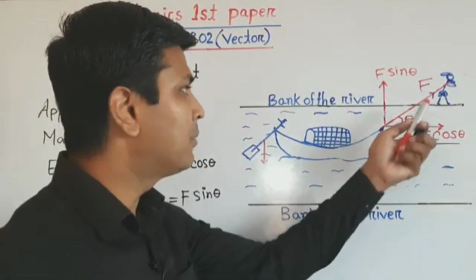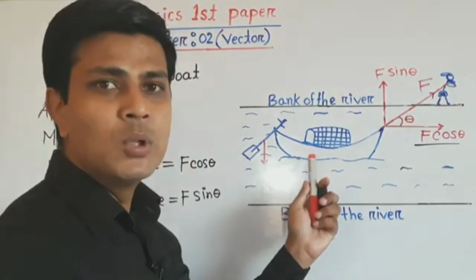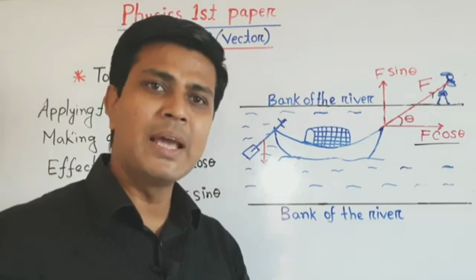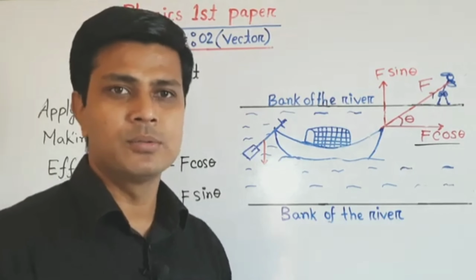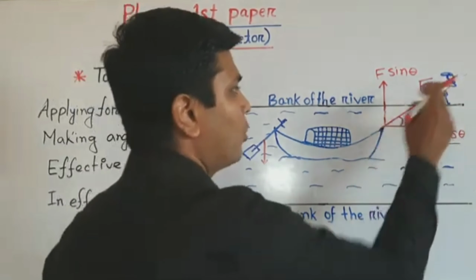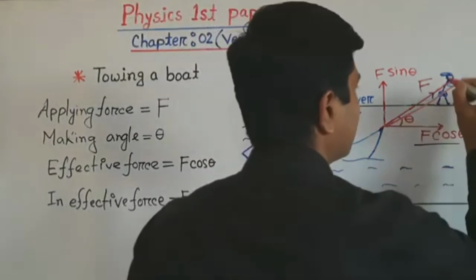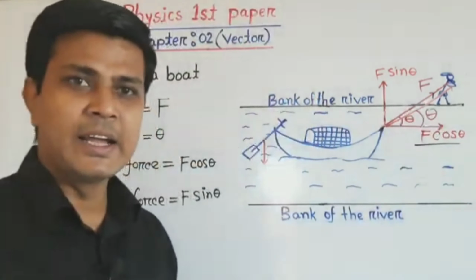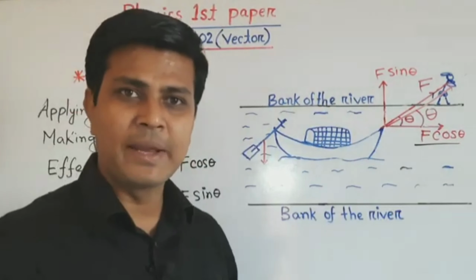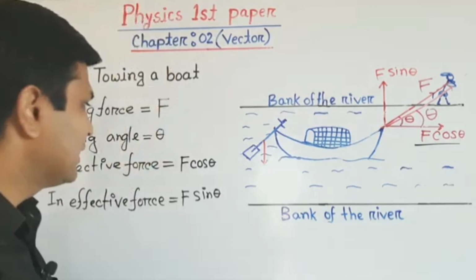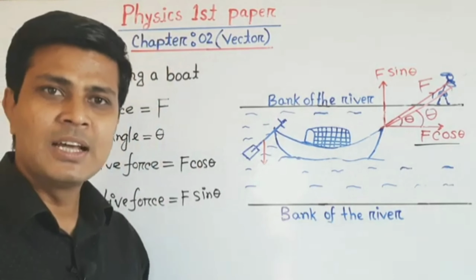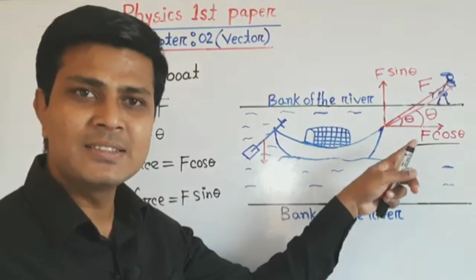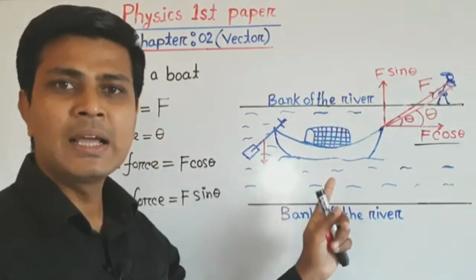So if the person pulls the boat faster than before, then he has to make the angle less than before. If the length of the rope is increased, the angle between the rope and the horizontal plane will be decreased. That is why the effective force will be increased. That means by applying the same amount of force, at a smaller angle than before, the person can pull the boat faster than before.